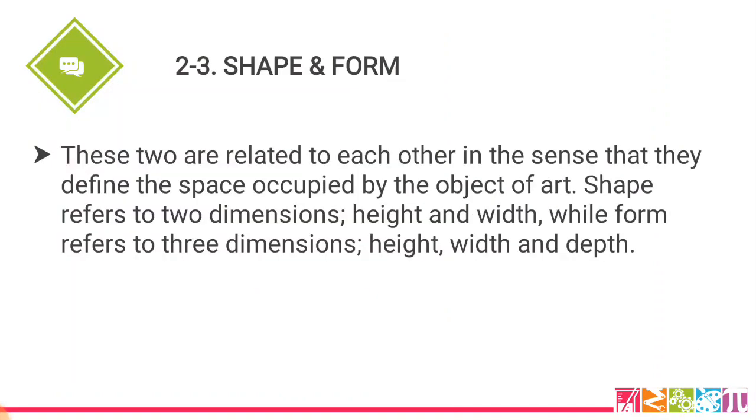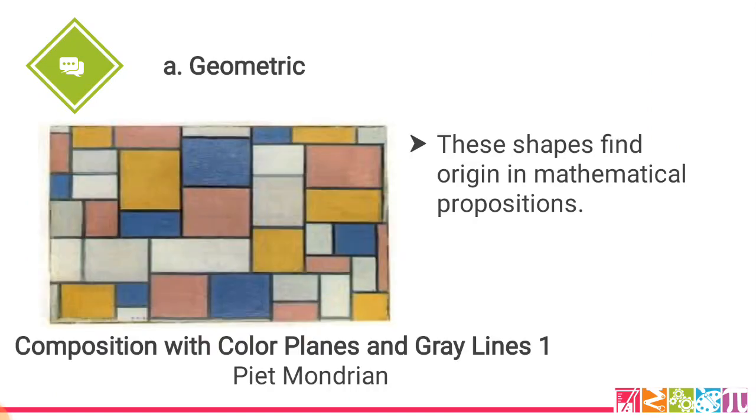Okay, so again, first, elements of art under visual: lines. We also have shape and form. So you know what? These two are related to each other in the sense that they define the space occupied by the object of art. Shape refers to two dimensions while form refers to three dimensions. Again, the difference between shape and form: shape 2D, form 3D.